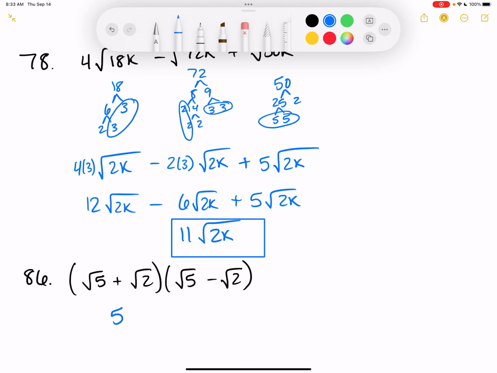So then it'll be minus square root of 2 times square root of 2 is 2. So minus 2. So then that's 3. That one's a little nicer than the previous one.